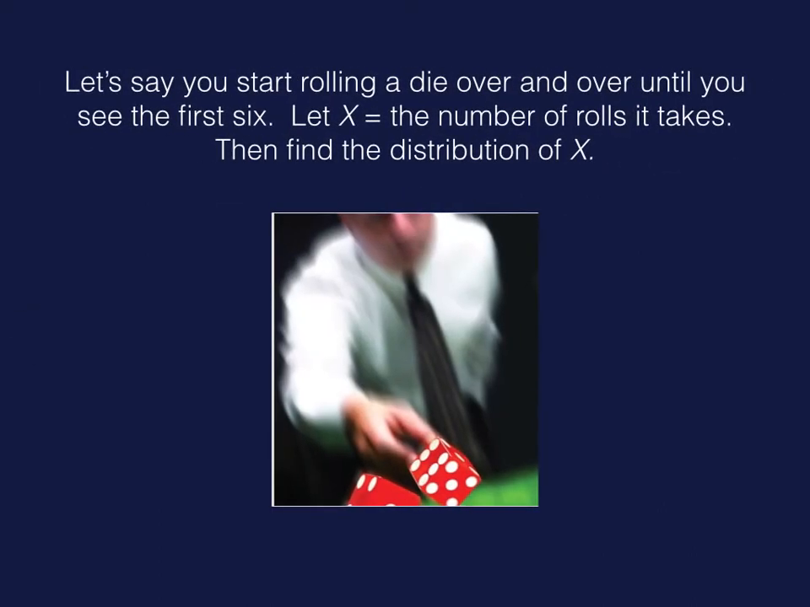And back to rolling dice. Let's say you're going to roll over and over again until you see the first 6. And X is how many rolls it takes. Okay, let's find the distribution of X. So the first 6. Okay, so how is that going to happen?